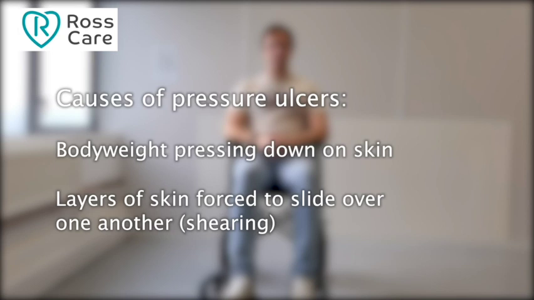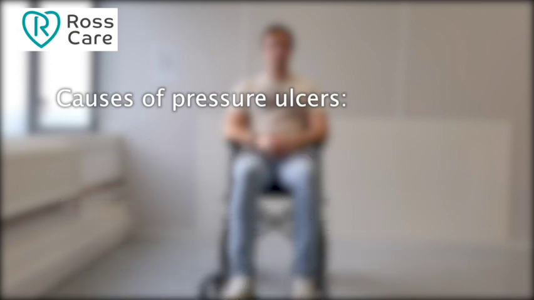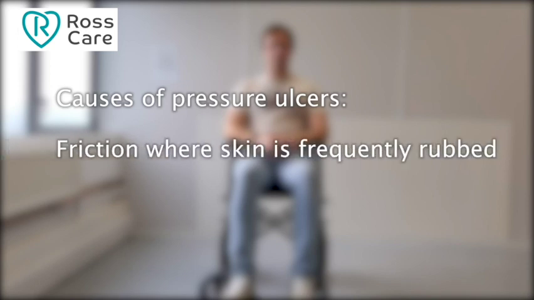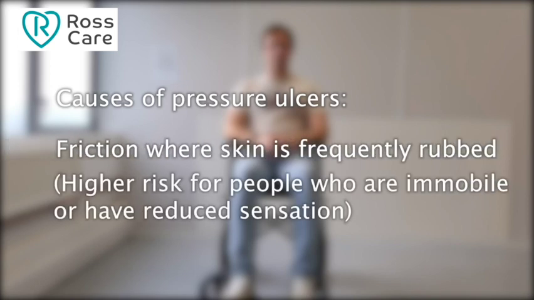For example, when you slide down in a wheelchair or transfer into the wheelchair. This is known as shearing. Pressure ulcers can also be caused by friction, where the skin is frequently rubbed. There is a higher risk of development when a person becomes immobile and finds it more difficult to change position, or has reduced sensation and therefore cannot feel discomfort when sitting.